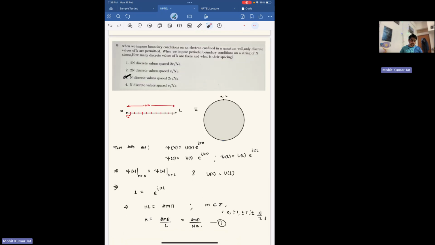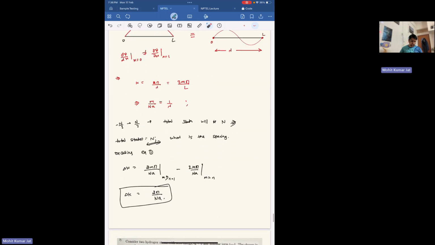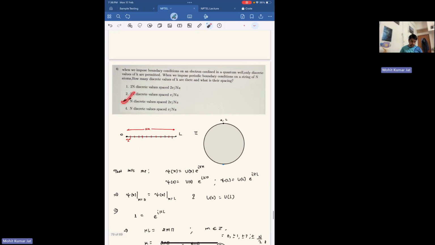Then there was a problem in which there was a string of length 0 to L with a periodic potential of period a, and the question asked how many states will be there and what is the spacing between each of these states. That turns out to be: total states will be n, and the spacing will be 2 pi by na. That gives option number 3 as the correct answer.